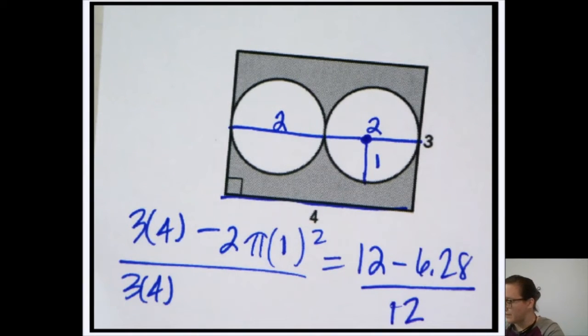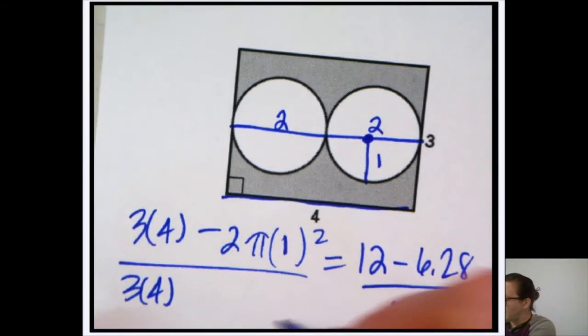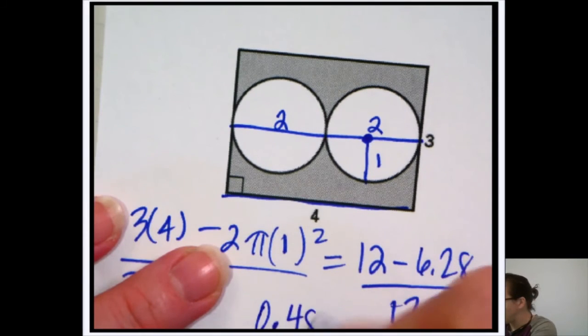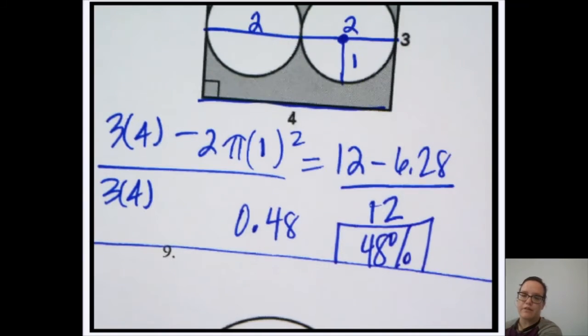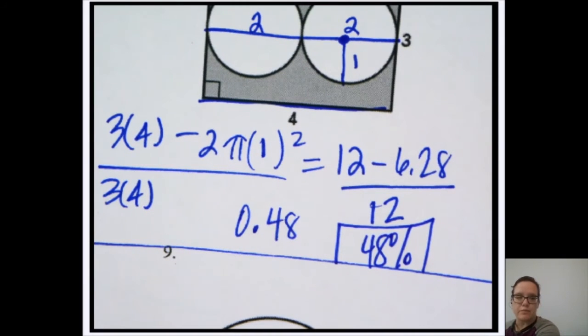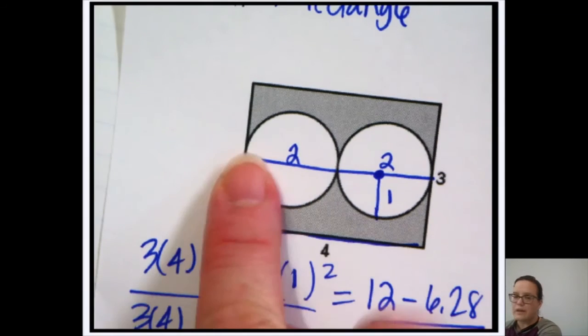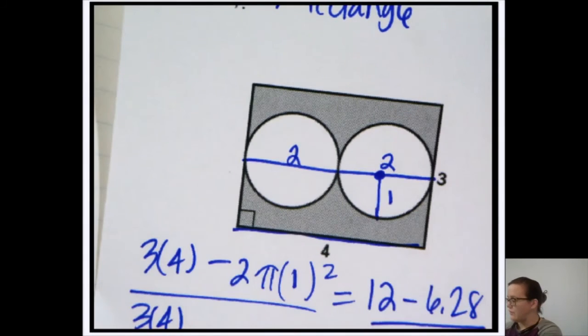So 12 minus 6.28, divided by 12, is about 0.48 or 48%. So almost fair, right? It favors the house a little bit, but 48%. Okay, so use your diameters to get your radius as you need to.